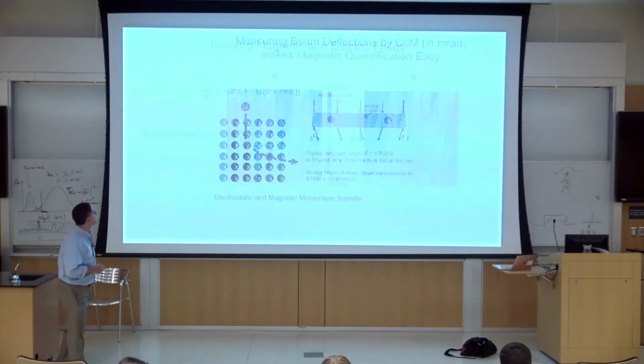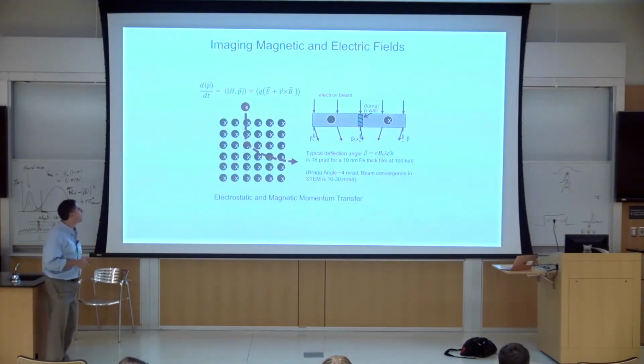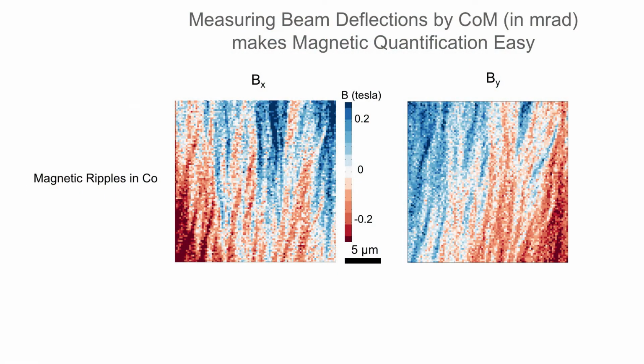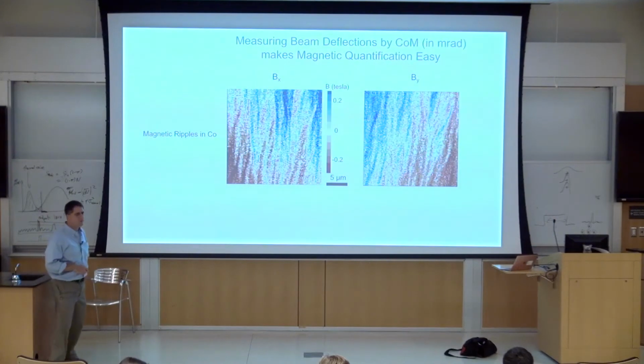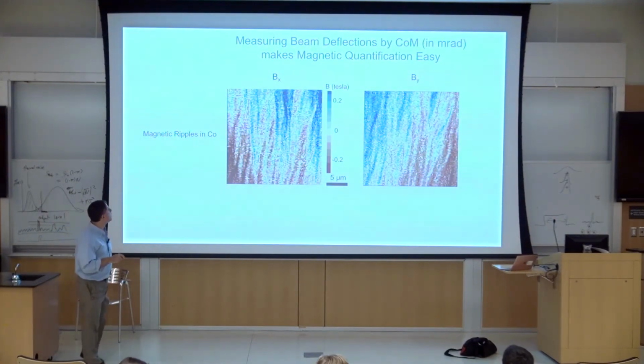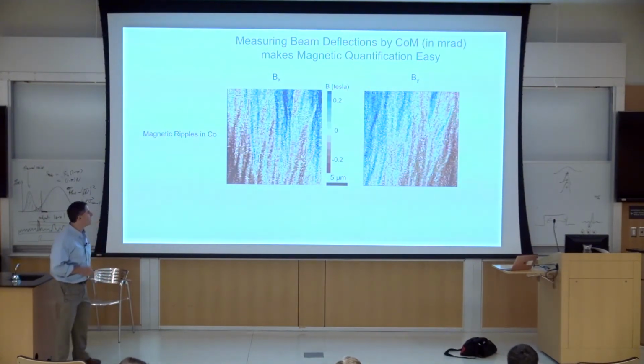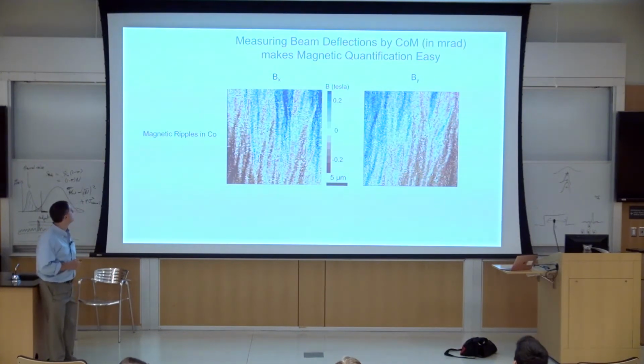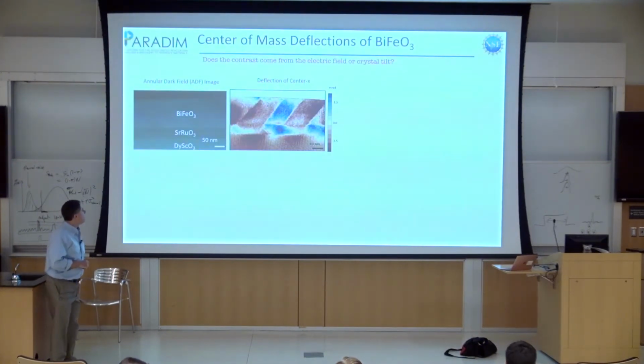So here we are just looking at the deflection of the electron beam in a cobalt film. You'll get to play with this data set this afternoon. These are the magnetic ripples in cobalt. And you can put it all on a quantitative scale because you have the full diffraction pattern, so we know what the B field is. So that's the good news.